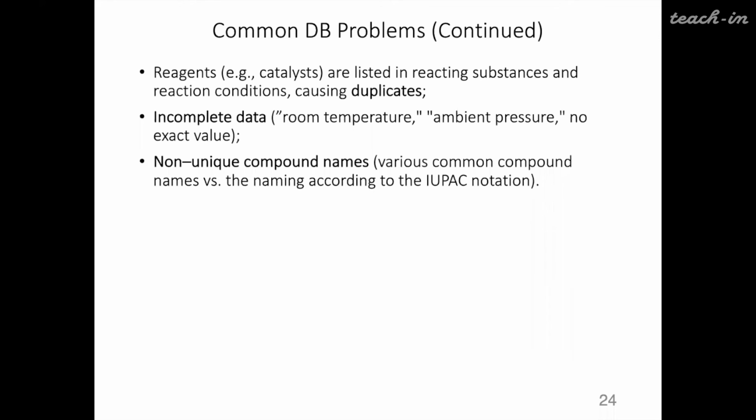Pressure varies, atmospheric pressure varies as well. So exact values can be crucial. And of course, if we want to identify compounds in databases, there may be some problems related to non-unique compound names, like using trivial names versus the naming according to IUPAC.